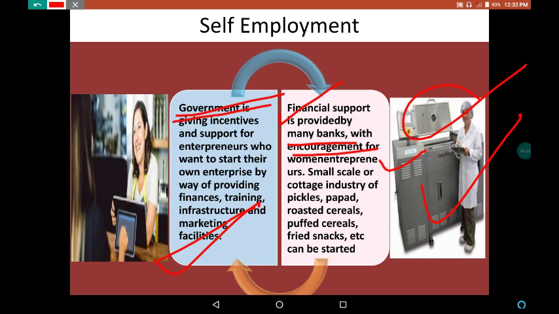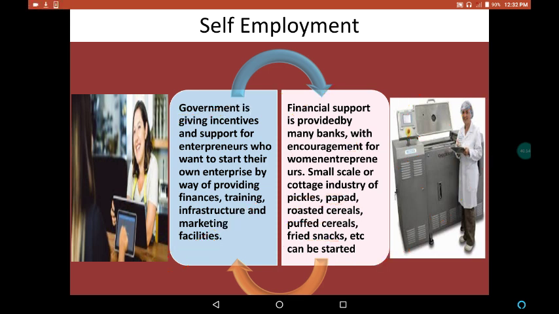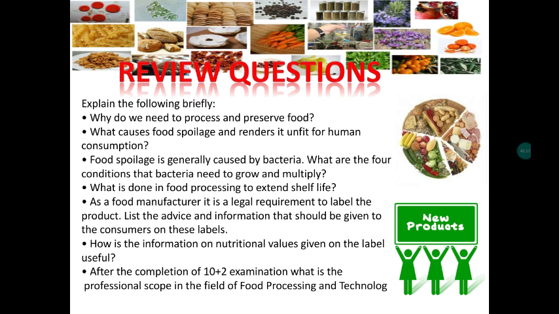The government supports them. Small scale cottage industries of pickles, papad, roasted cereals, puffed cereals, fried snacks, etc. can be started. A very good example of this is Lijjat Papad. This Lijjat Papad is a small scale industry run by women. So for self-employment it is also good. That's all for your subject.